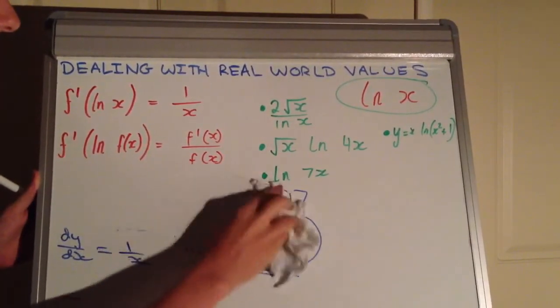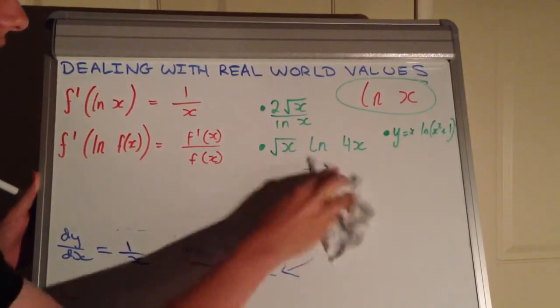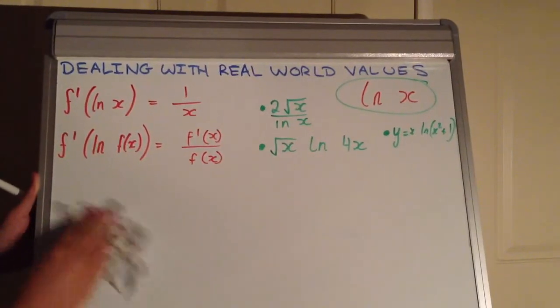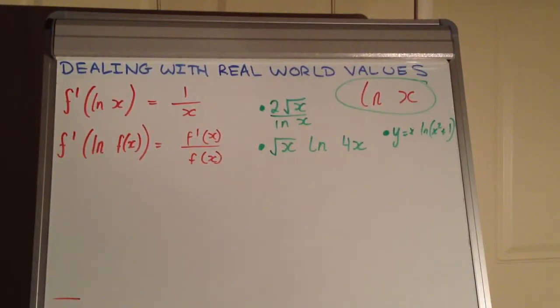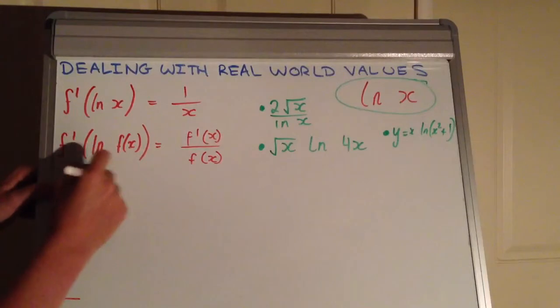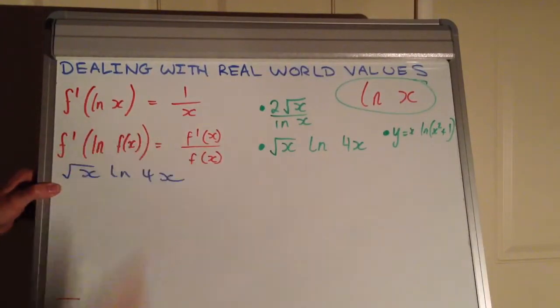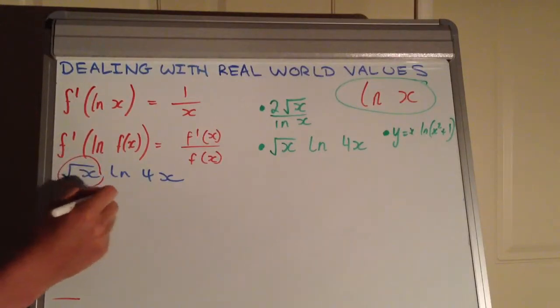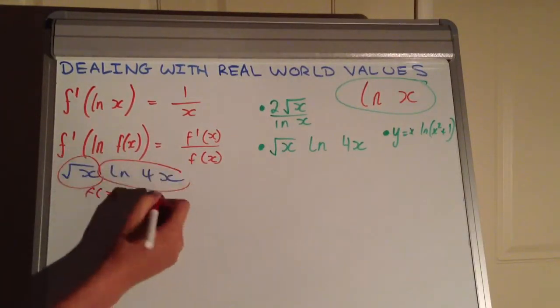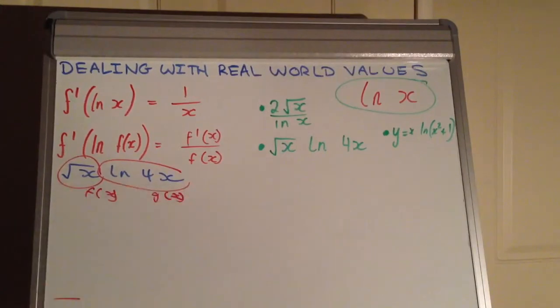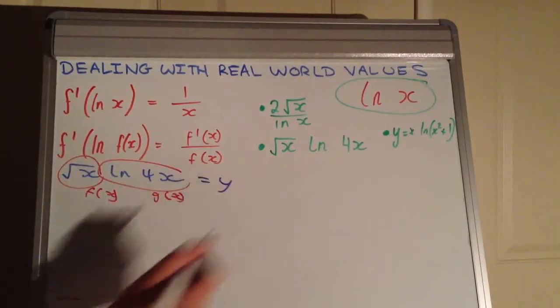And the next function, I'll just rub that one out since we've done it, we'll focus on is, how about square root x ln 4x. Now what we need to do here is work out what rules of differentiation we need to apply. What we have here is an f of x term and a g of x term, because essentially it's an equation that can be solved using the product rule, and I'll make that equals y on the end now.